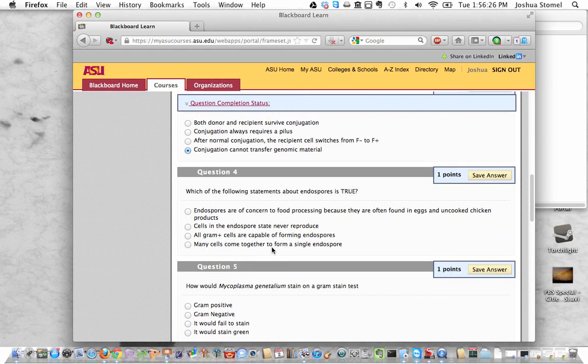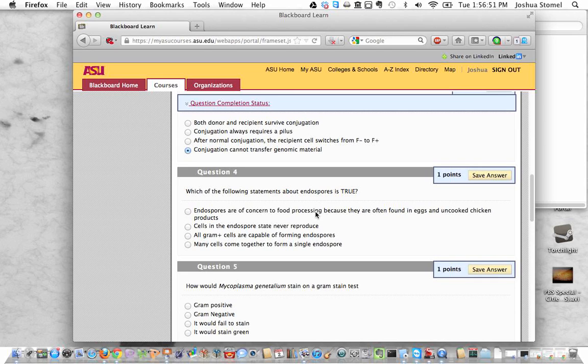So, which of the following statements about endospores is true? Endospores are of concern to food processing because they are often found in eggs and uncooked chicken products. You might have heard of some things that are of concern to food processing because they're in eggs and uncooked chicken. That's Salmonella, which is not an endospore former.